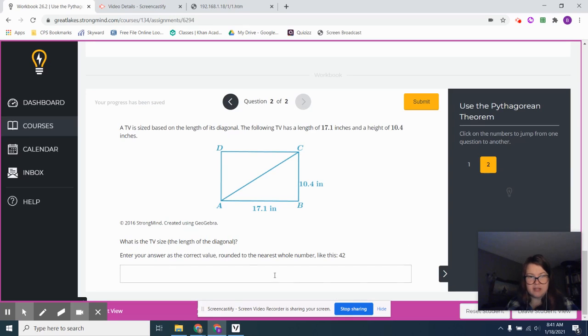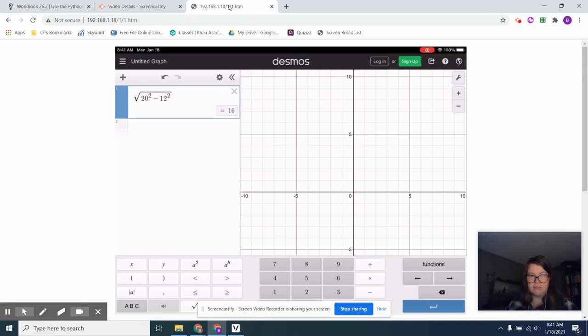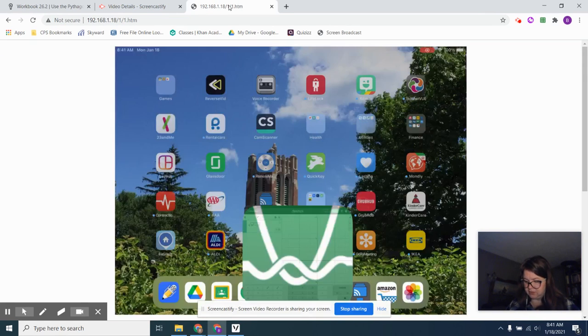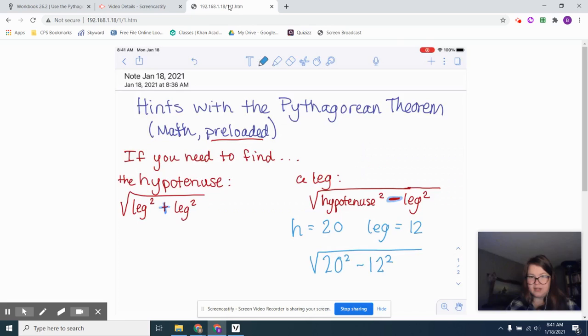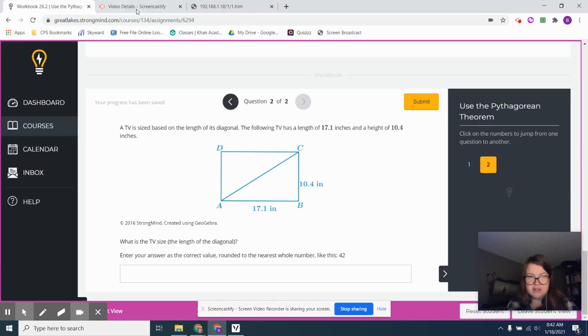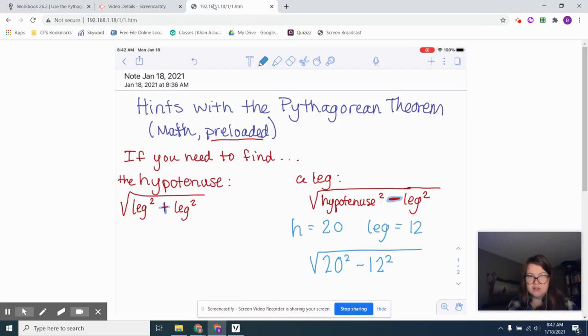says, so I'm just looking here. The TV size is based on the length of its diagonal. So this is 17.1 and that's 10.4. So I can see that both of these, because that's the right angle, those are both legs. So if I come back to what I was doing on this screen, I can see I have legs. So one of them was 17.2. Let me double check. 17.1 and 10.4.